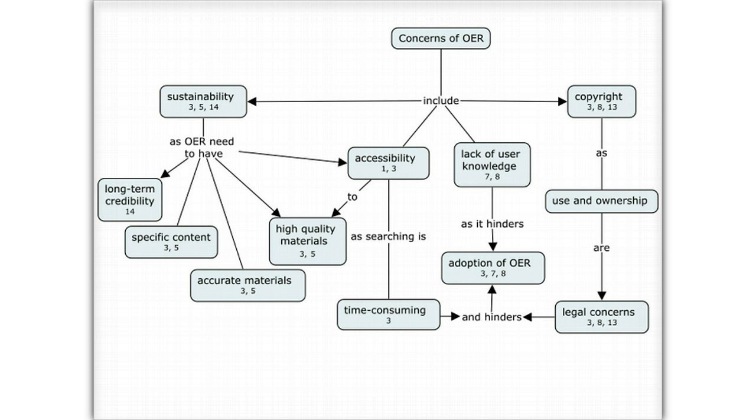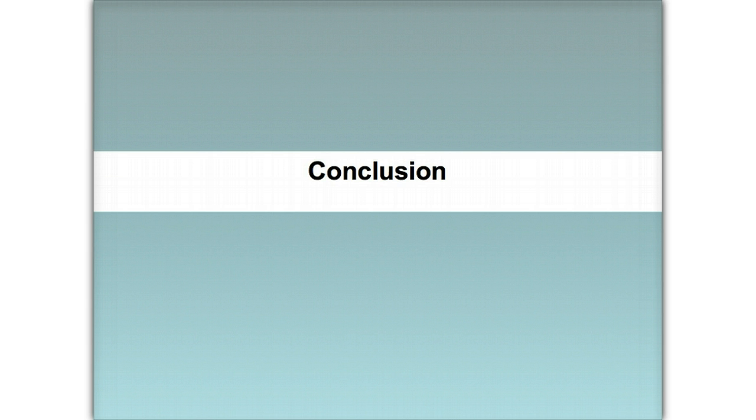Not receiving thorough education concerning the benefits of OER was also a factor in users not adopting them. Copyright issues were a priority concern of study participants, since use and ownership of materials is a legal concern. Participants from 3 studies in particular voiced their views of copyright issues as being complicated and time-consuming.